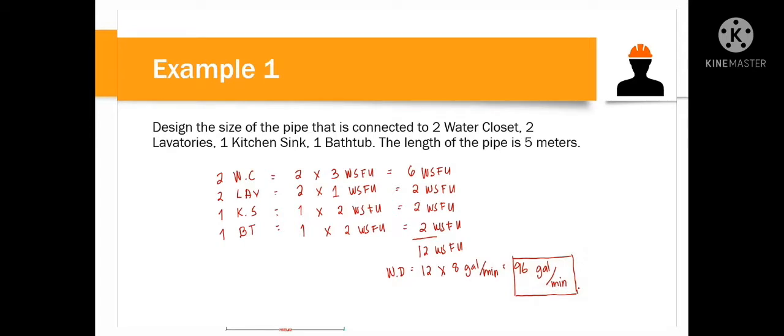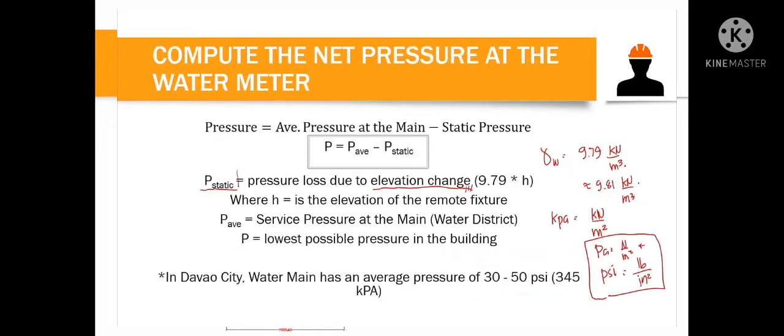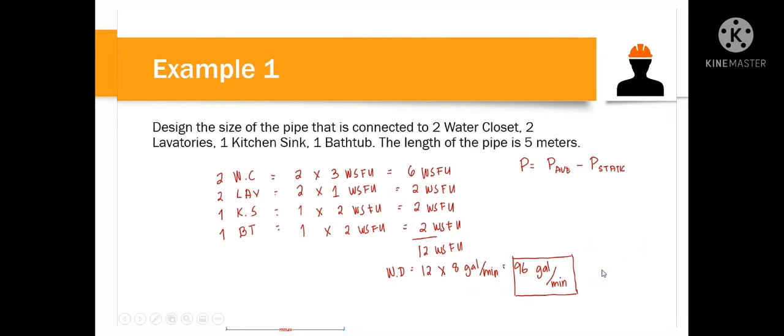Okay? Now, since we are asked to compute for the pipe size, now we need to know first the pressure in the water main, so that we can compute for the net pressure, which we know that the net pressure is equal to P average at the water main minus the pressure due to elevation. Okay, pressure due to elevation, or that is the static pressure. Now, we do not know yet the P average, but in Davao City, we have 30 to 50 PSI, the average pressure. So, we can use 40 na lang as the average. So, we have P is equal to 40 PSI.